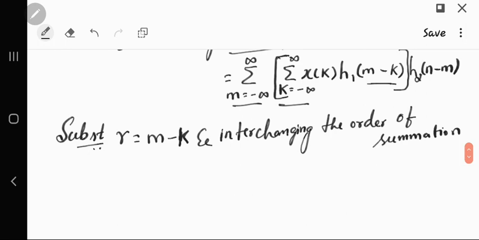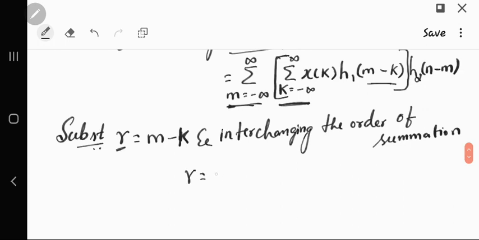So as in the commutative property, when this term has been replaced with some alphabet, the limit will also change here. Now which limit I am changing here is, since this is m minus k, I am not changing this limit, I am changing this, because this x of k will become constant with respect to this. So that's why I am taking this out, that is the interchanging this order, and I am using this summation here. Now this summation with m varying from minus infinity to plus infinity, this will be replaced by another alphabet, that is r.